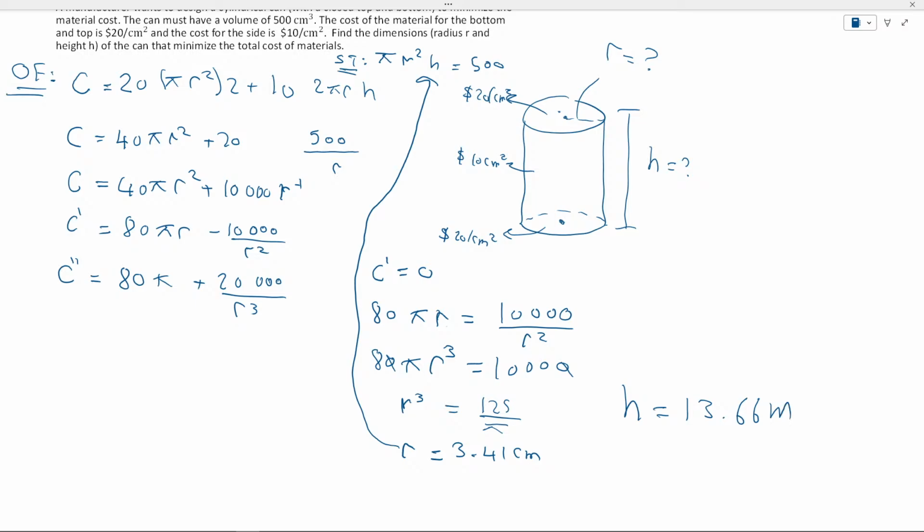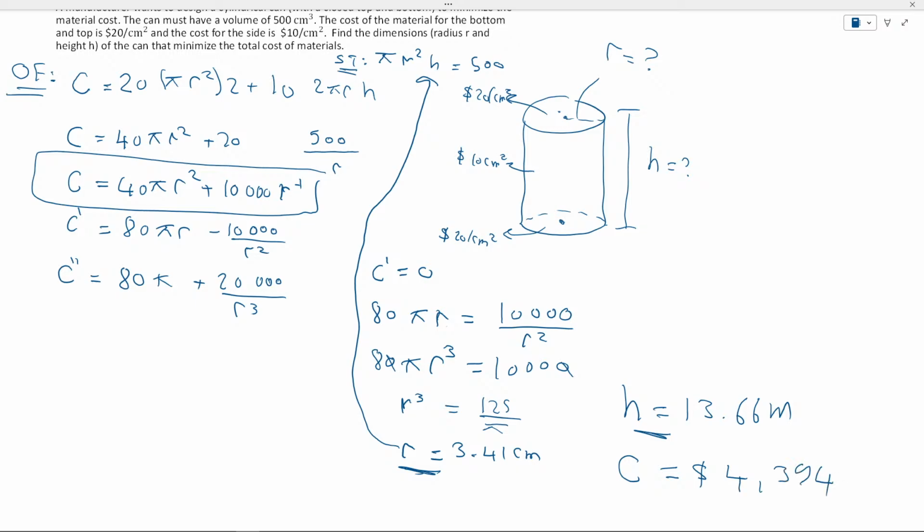Now you have your r, you have your h. You can substitute here in your objective function, this is your cost function. Or you can just substitute r here, and then it will give you the cost. So the cost here will be, if I did this correctly, this is what I got.